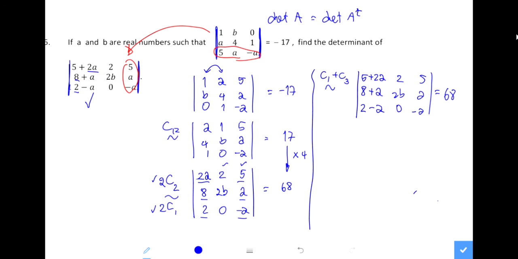Aha! So there is one of the properties. If you watch clip number 7, it says if you add any column of a matrix to another column of a matrix, the determinant doesn't change. Okay, determinant doesn't change. So that's your answer.